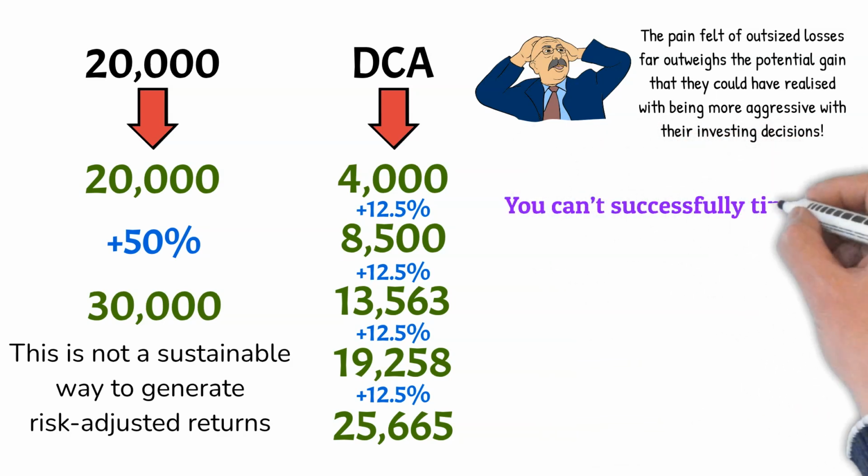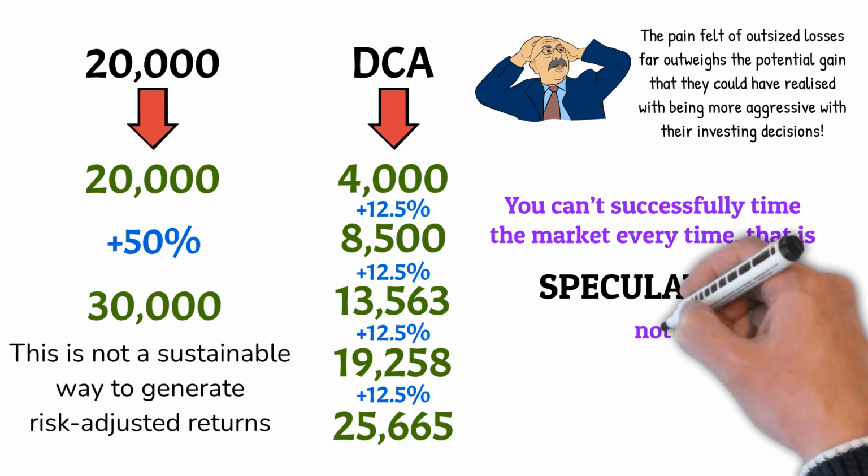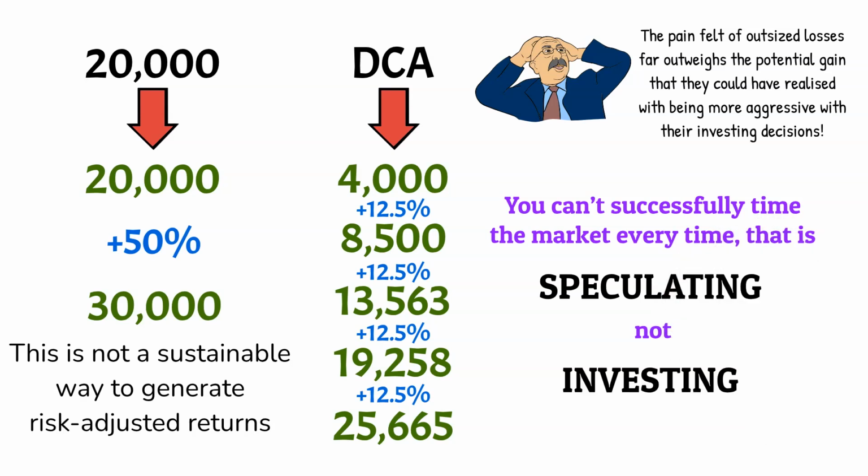You can't successfully time the market every time. That is speculating, not investing. Speculating is putting money into the market in the hopes that someone else is willing to pay a higher price than you did. The DCA method allows you to create a structure when investing and instills discipline in your investment approach, a trait that is incredibly valuable for an investor with a long time horizon.